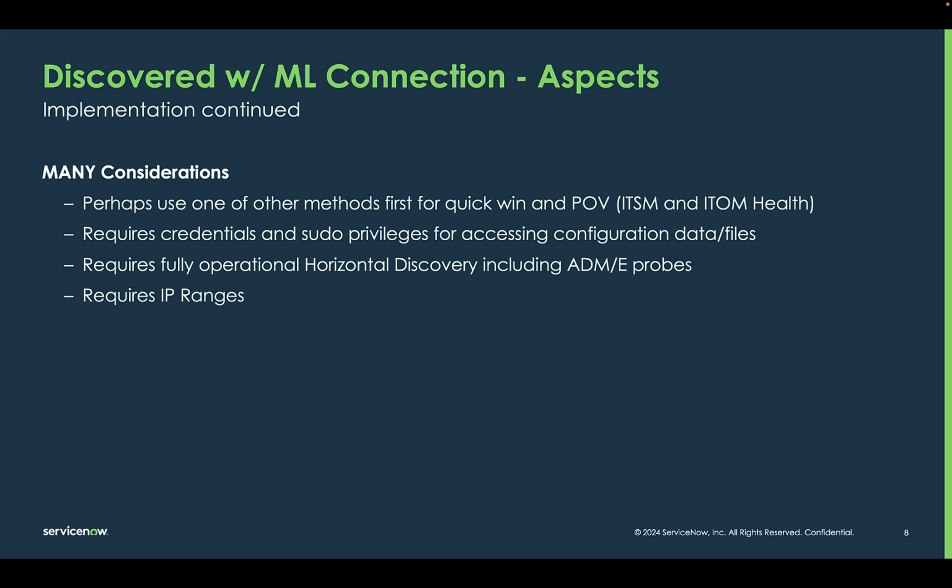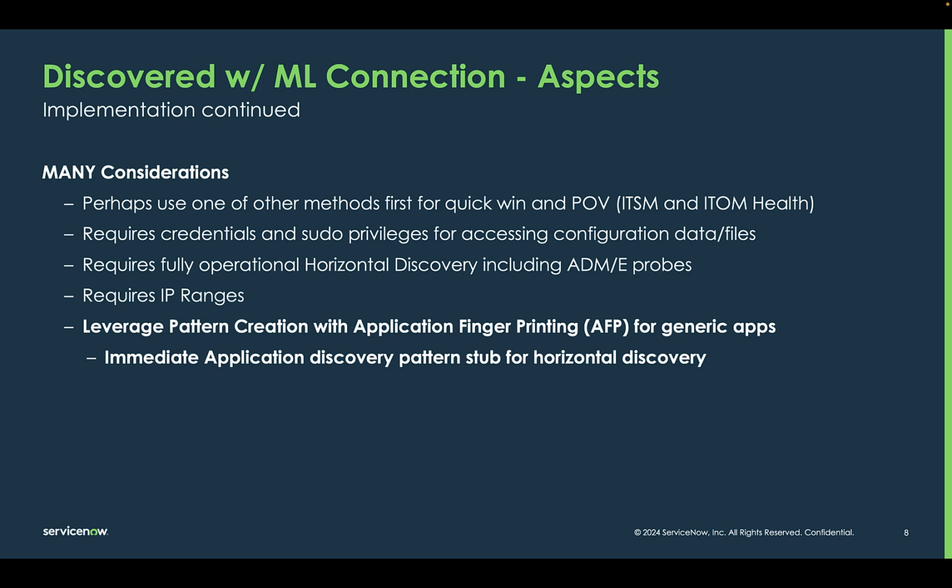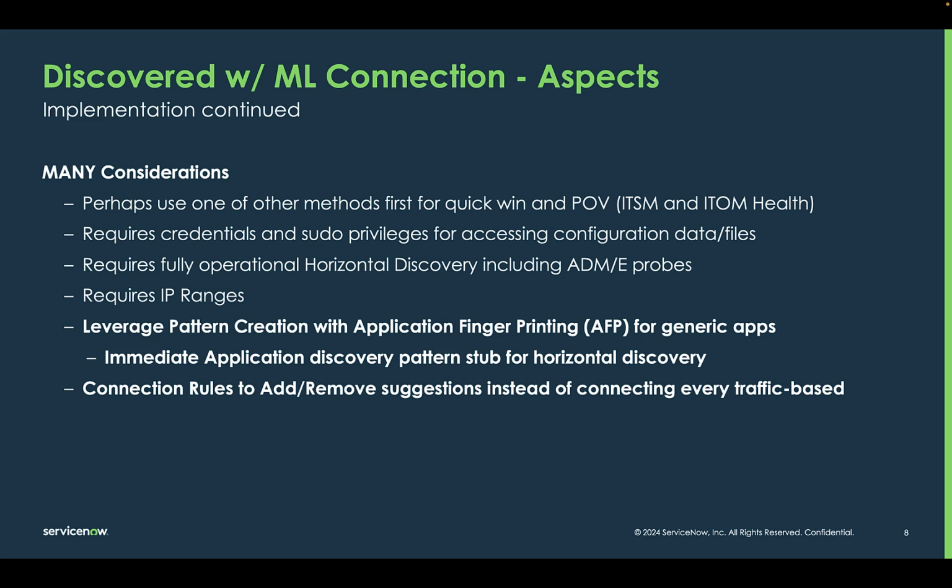Similarly, you're still going to require IP ranges for your mid servers because the connection suggestions will point you to IPs downstream. And the IP ranges allow you to determine which mid server will be used to identify that next new connection. Here, with machine learning, you can create application discovery patterns using the application fingerprinting function, and you would be able to use those pattern stubs for horizontal discovery. Then you can use connection rules to add or remove suggestions based on the traffic information instead of interrogating configuration files.